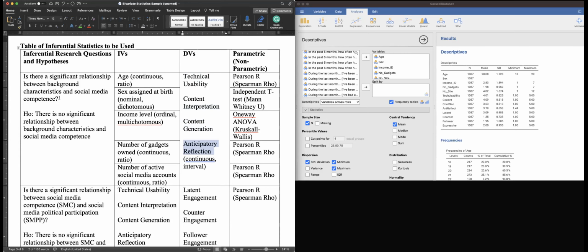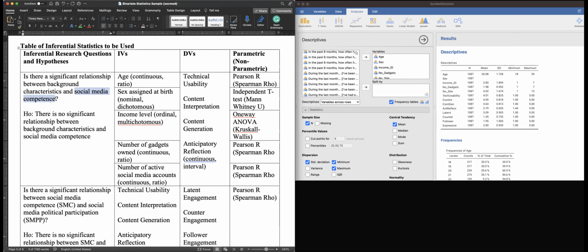So the first hypothesis question is there a significant relationship between background characteristics and social media competence? So for this study, or for this particular example, we'll use the following background characteristics. So again, your background characteristics is the independent variable, and the social media competence is the dependent variable. So the table that you're seeing right now is something that you will do in your thesis. No, you have to do a table like this, identifying what the IV is, what the DV is, and then also identifying the nature of the variable, and then identifying what test you're going to use.